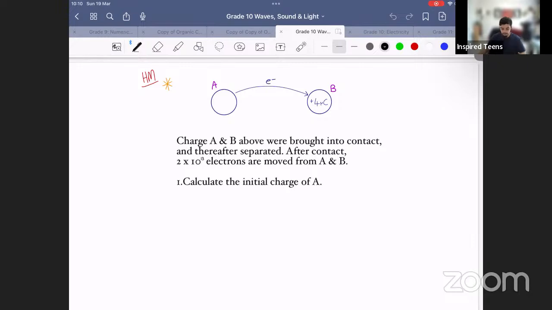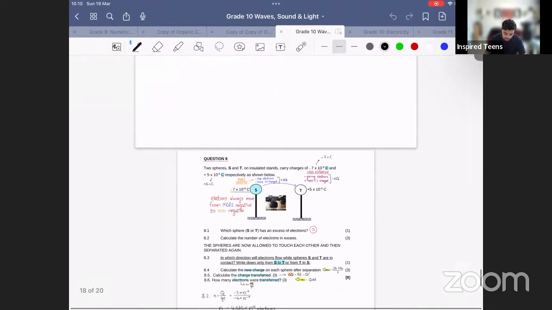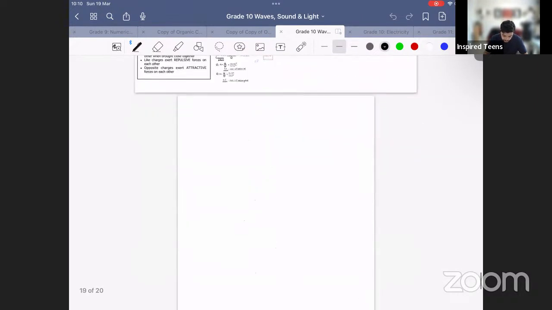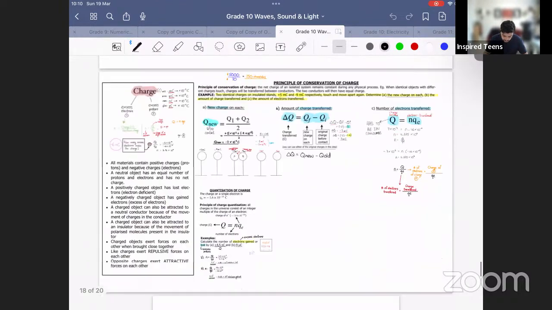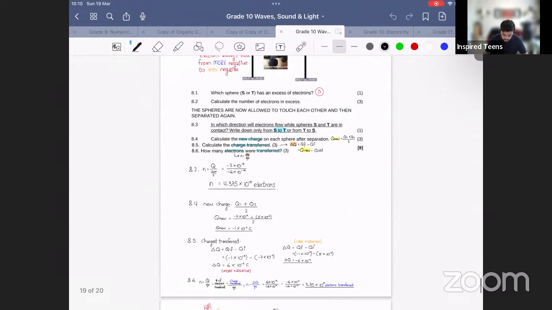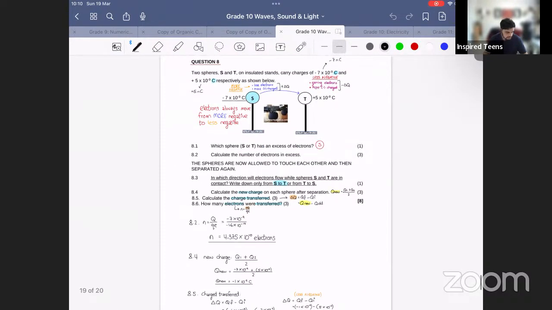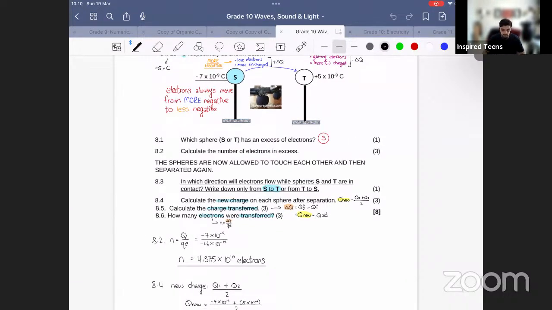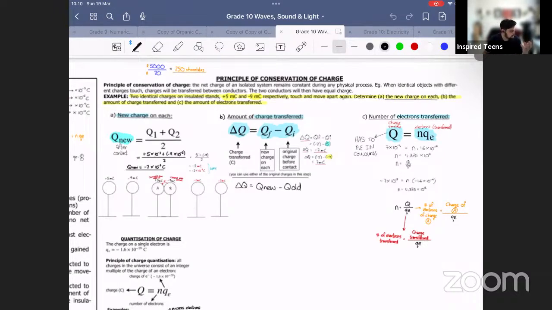Okay, it doesn't look like anyone attempted it, which is cool. Let's go through it. So how would you approach a question like this? Remember, we did this type of question, where you're transferring charge from one to another. Same with this. We did it in the forward way, if you want to call it that.